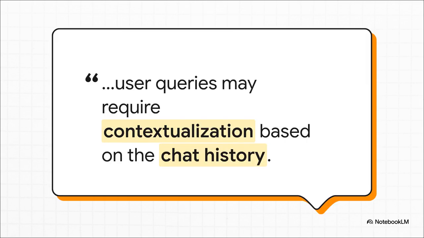And this is a fundamental problem when you're building chatbots. As the LangChain docs say right here, user queries often need to be understood based on the context of the chat history. To handle a real conversation, our app has to remember what was just said.